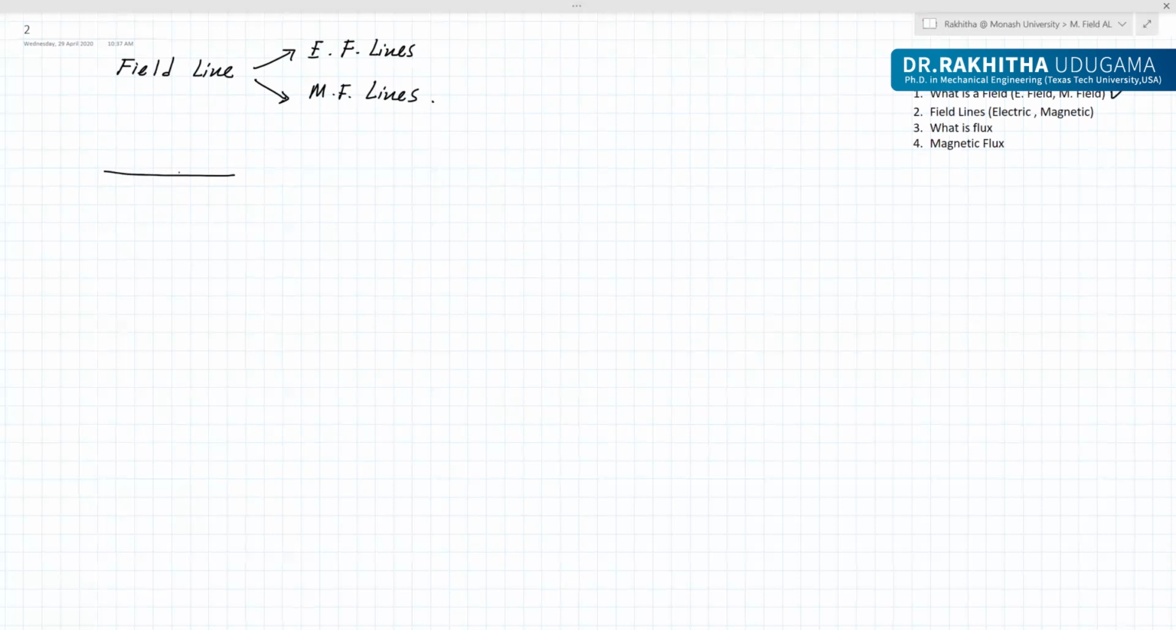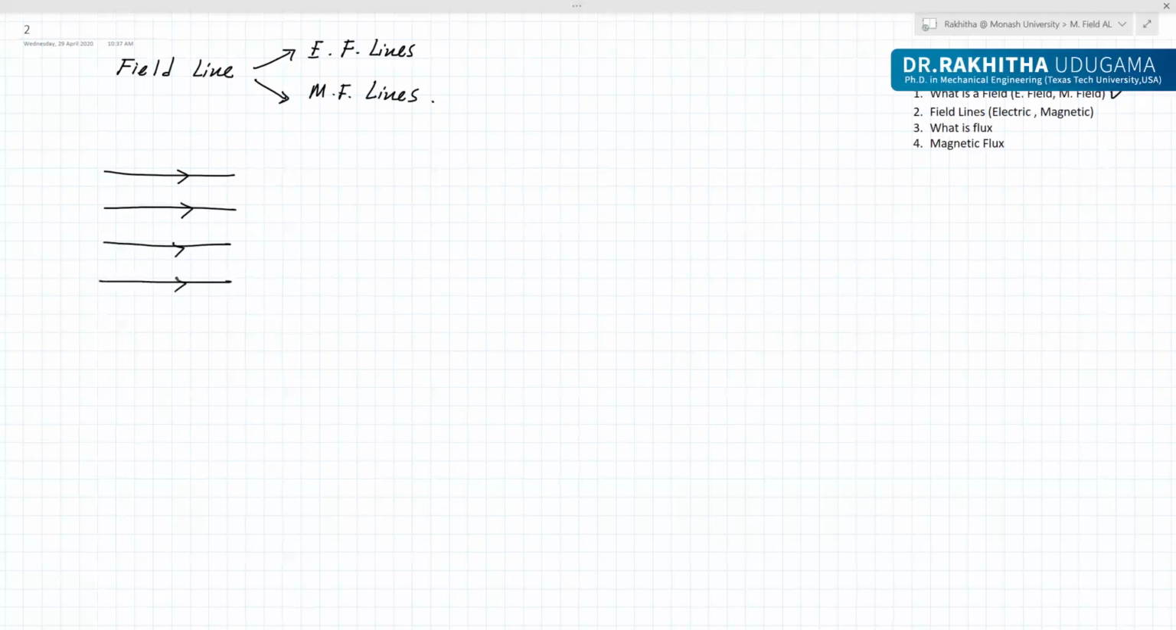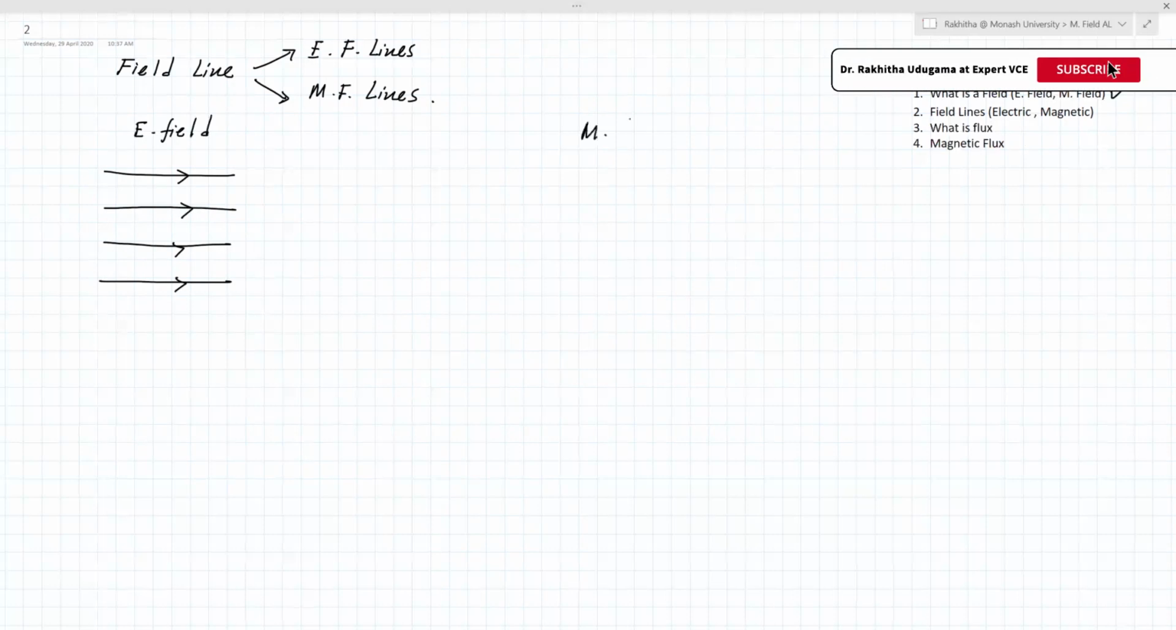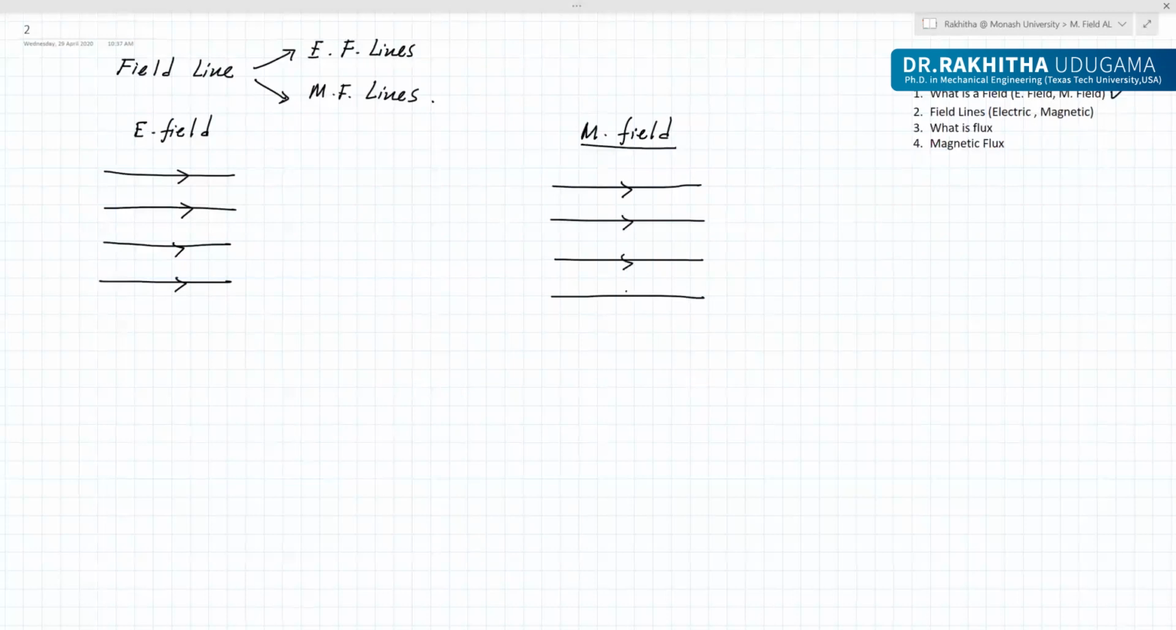Here you can see so many field lines. I'm using the word field line, but eventually you will understand what is a field line. Here, I will dedicate this part for electric field, and I will dedicate this part for magnetic field. Okay, so these are magnetic field lines. These are magnetic field lines. Now, the direction of the field line would be that.